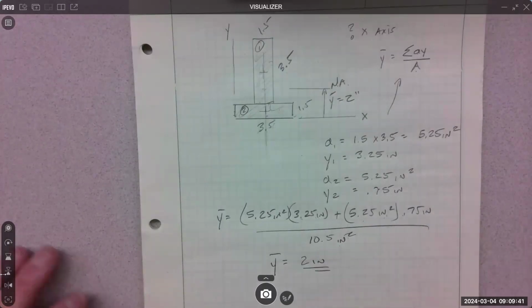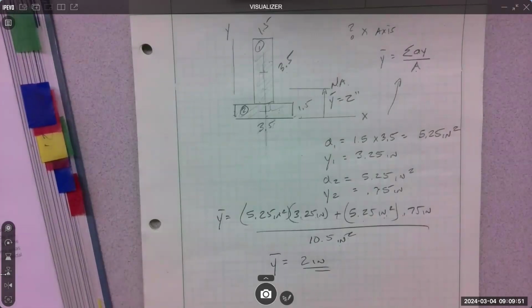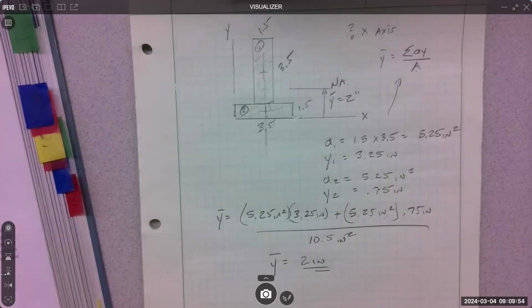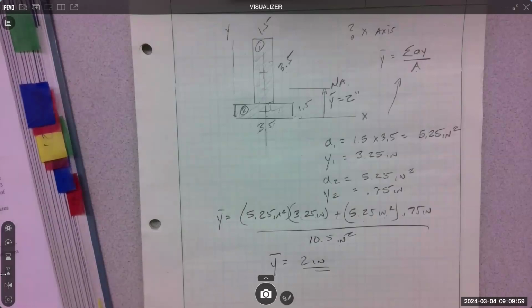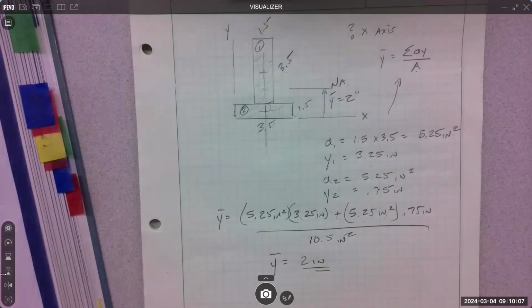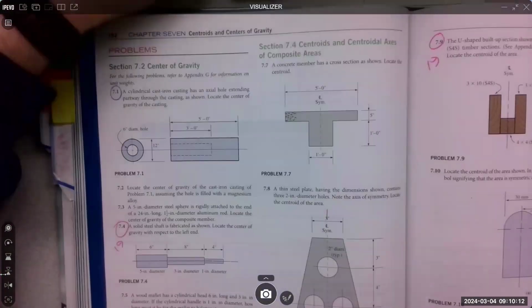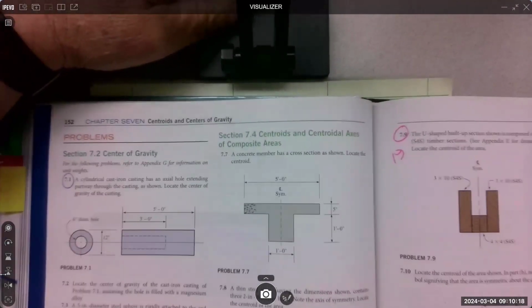All right, so that's the beginning of centroids. I skipped right over center of gravity. You're going to do number 7 and 8. So let's look at this. This chapter is very short. Where is it? 7 and 8. So that should be, yeah, that's a centroid, that one right there.